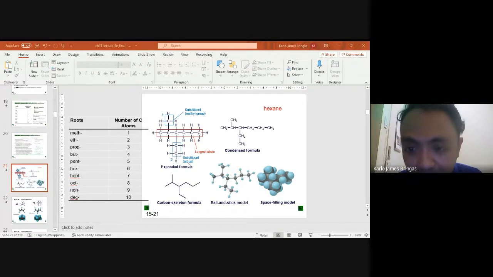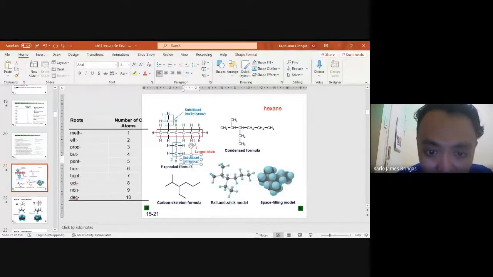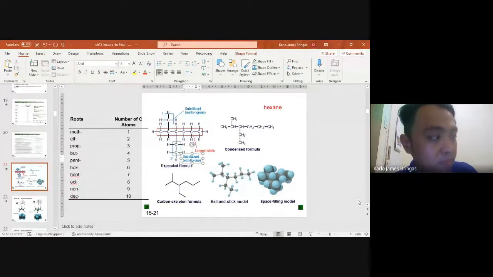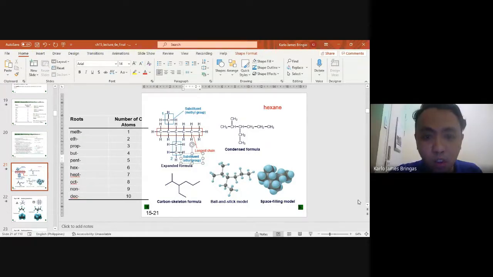Okay, so Crystal has that one right. So this is the ethyl. Crystal, would you like to explain to the class why its name is ethyl? There are two carbon atoms, sir. Okay, so that's correct. Since there are two carbon atoms, its root is eth. And since it is a substituent, its suffix is "yl". So we have one ethyl and we have one methyl.